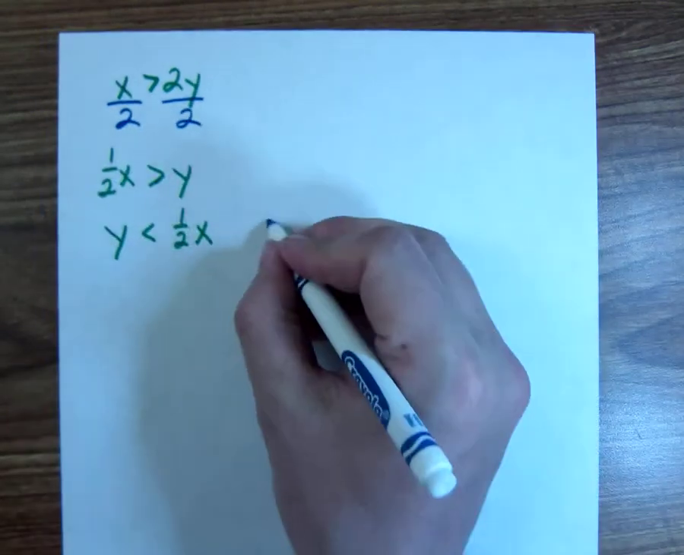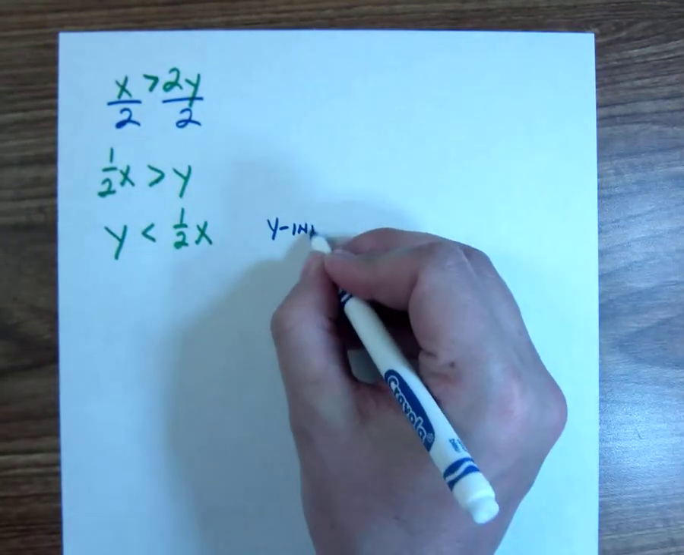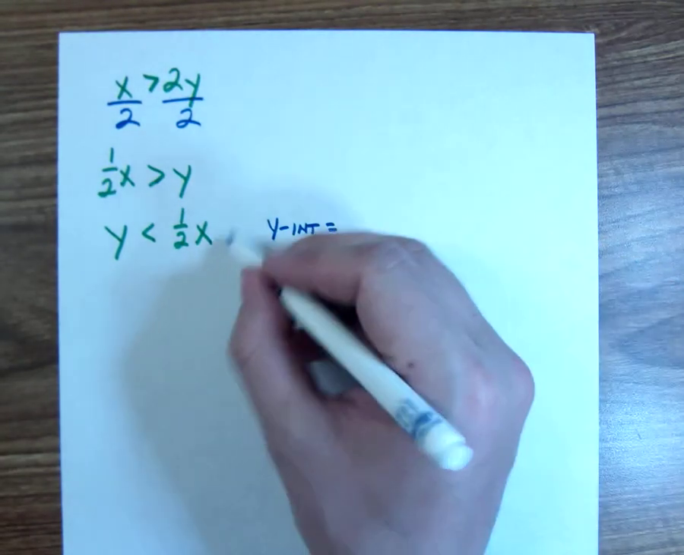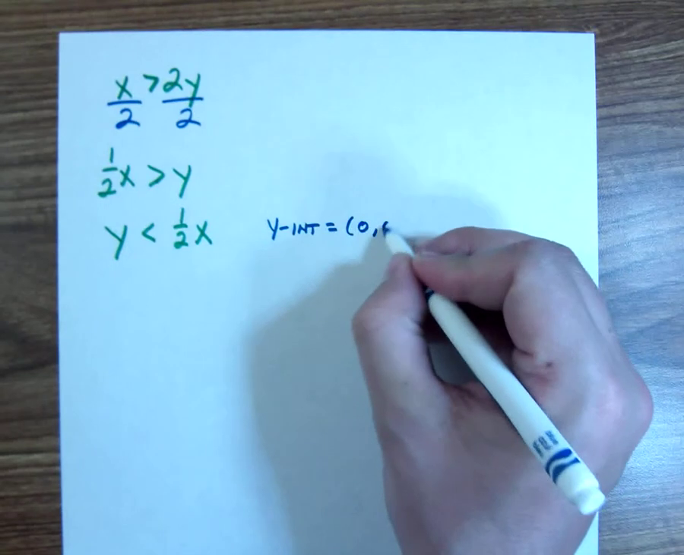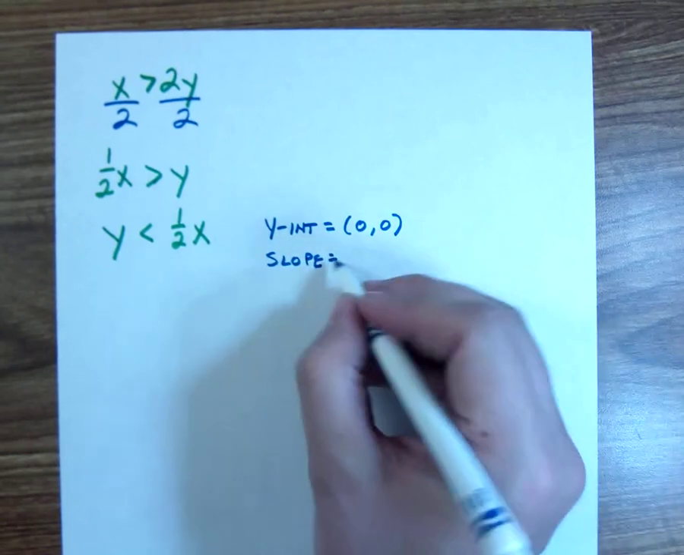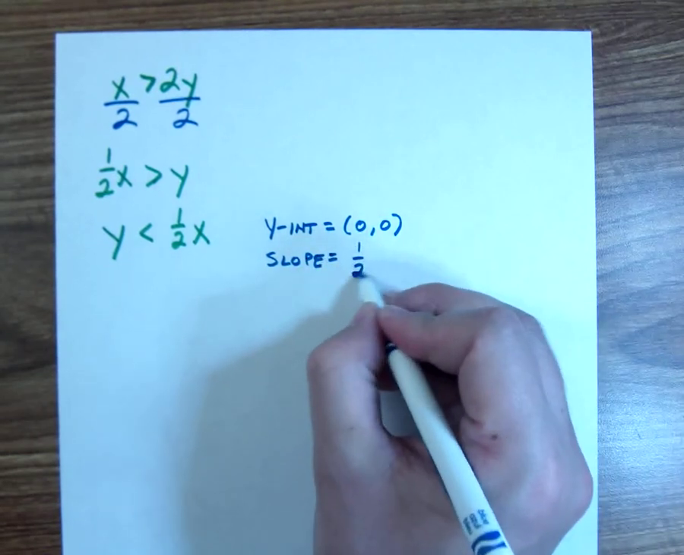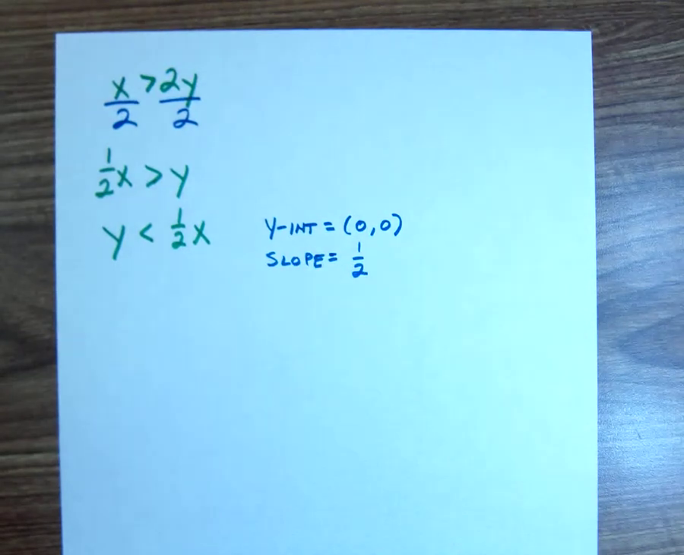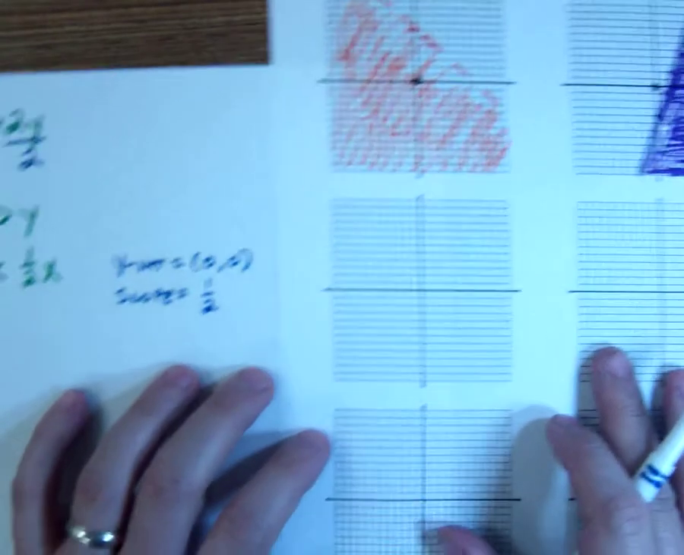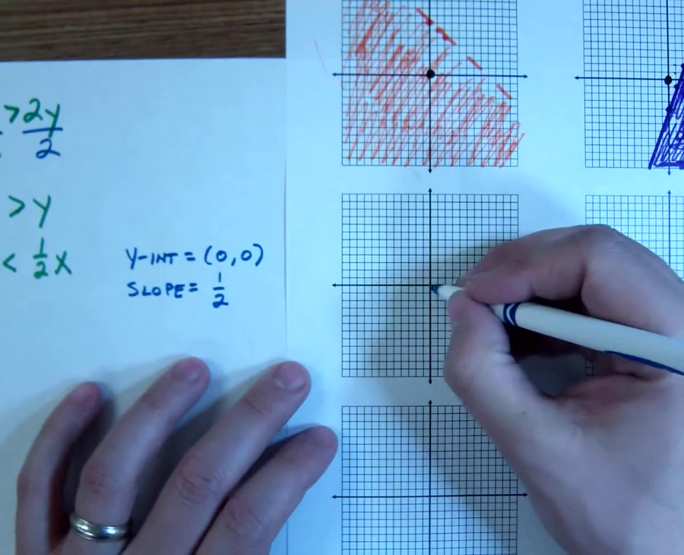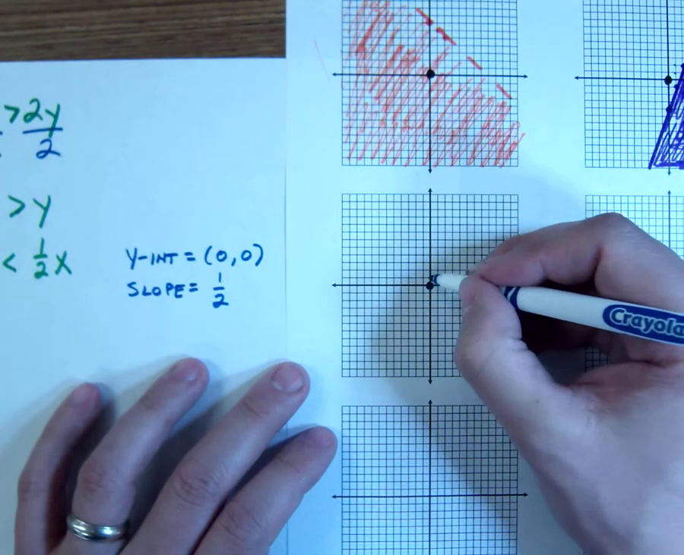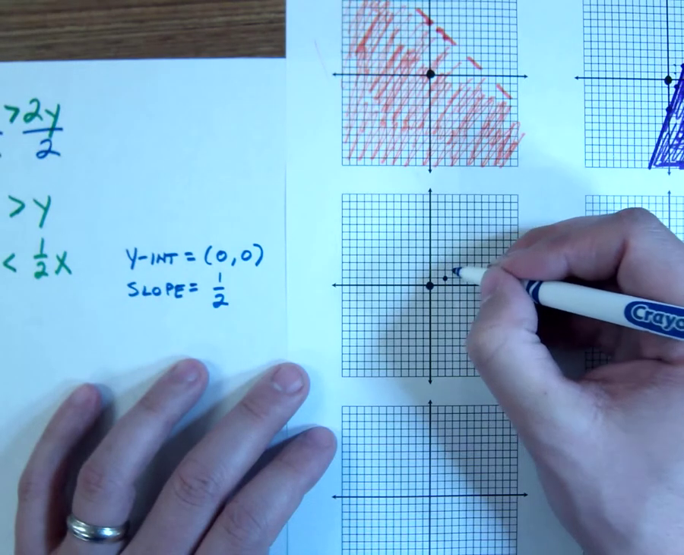Okay, what is the y-intercept here? 1/2. Yeah, there's no number added on the end. The y-intercept is 0, 0. What's the slope? 1/2. So on my graph, that's why I can't use 0, 0, because it goes through 0, 0. And then the slope is 1/2, so up 1 and over 2.